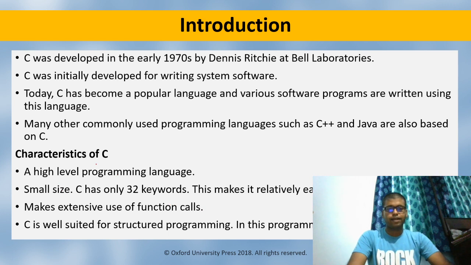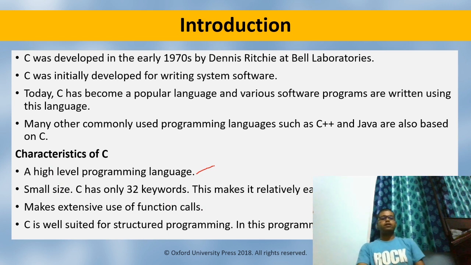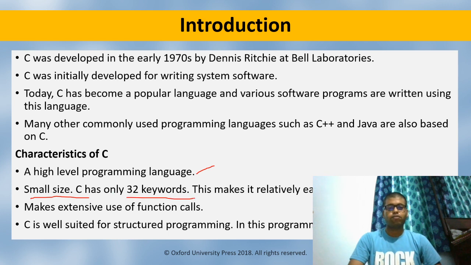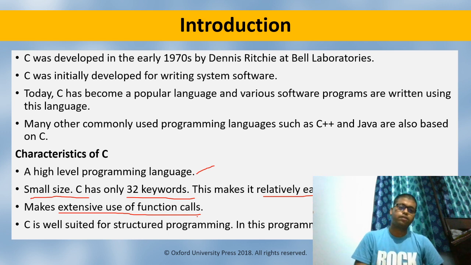Now, what are the basic characteristics of C? It is a high level programming language. In the previous lecture I discussed the basic difference between high level language, machine language and assembly language. So it is a high level language. The size of the program or the executable file in C is very small, and it has only 32 keywords. The term keyword will be discussed soon, but the number is very small. It is relatively easy to learn and makes extensive use of function calls. Though I have discussed functions in the online classroom, I will discuss functions through some videos also.